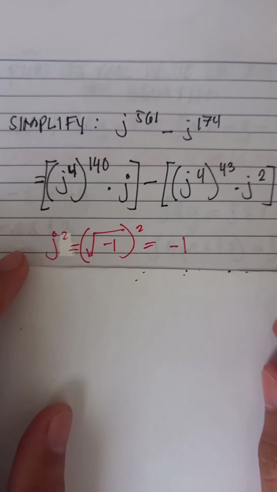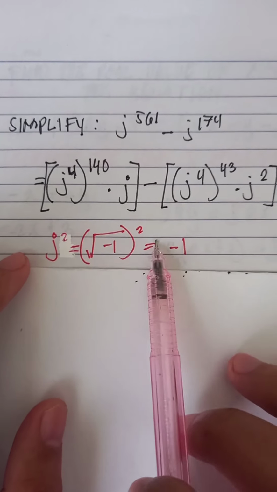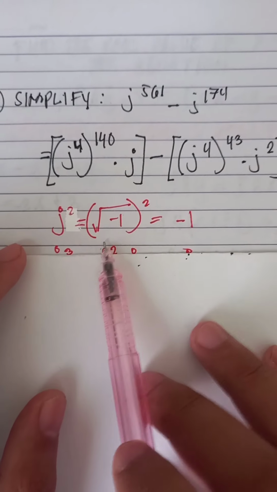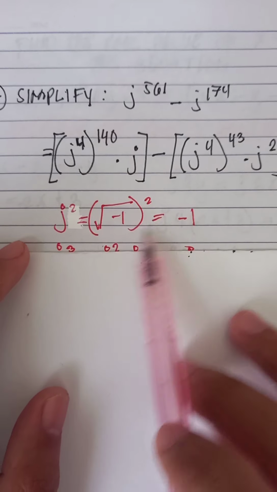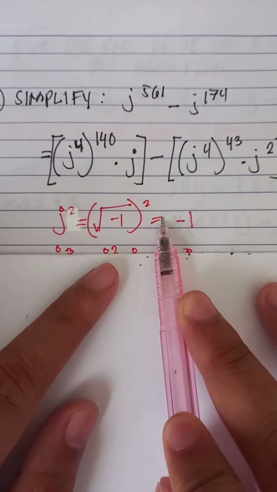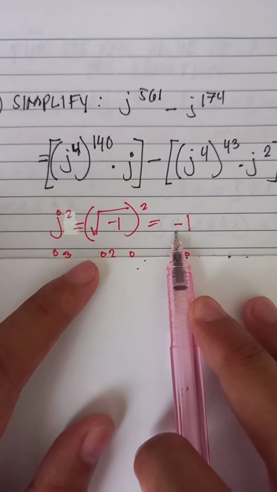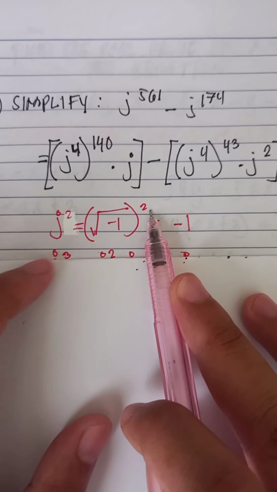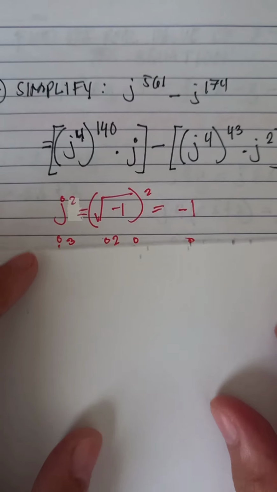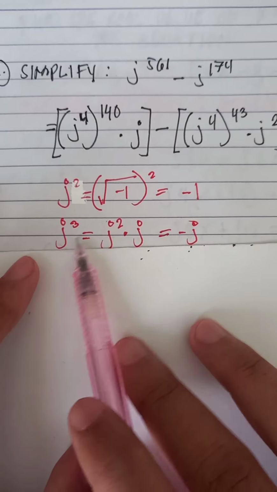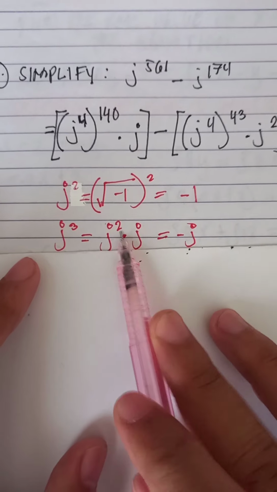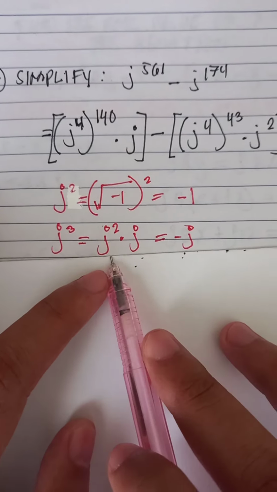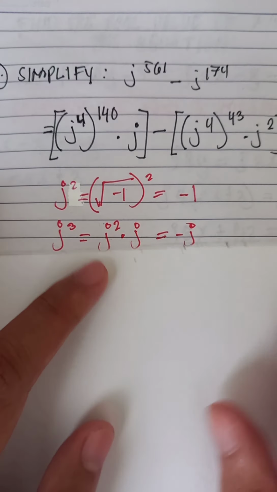So here we have some of the formulas or rules for powers of imaginary numbers. j squared is equal to the square root of negative 1, quantity squared, is equal to negative 1. So j raised to 3 is equal to j squared times j. The value of j squared is negative 1, so negative 1 times j is equal to negative j.